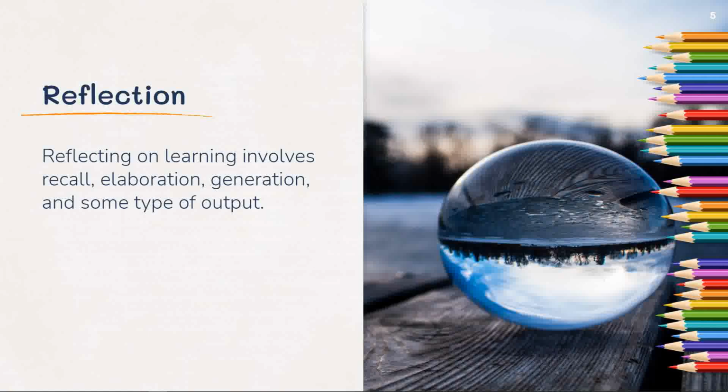Reflection is a very, very powerful tool. Helping students to reflect on learning involves multiple things, as you see here: recall, elaboration, generation, and some type of output. So a simple task is, at the end of a lesson, have students reflect on the learning outcome, the learning objective that's up on the board. Have they hit that objective? If not, how close are they? If so, how do they know? But ask them to start doing that processing, to reflect.